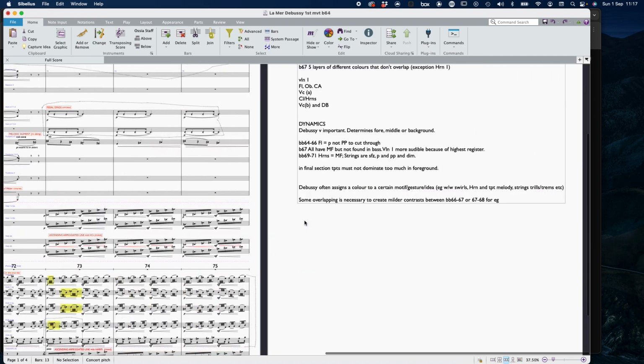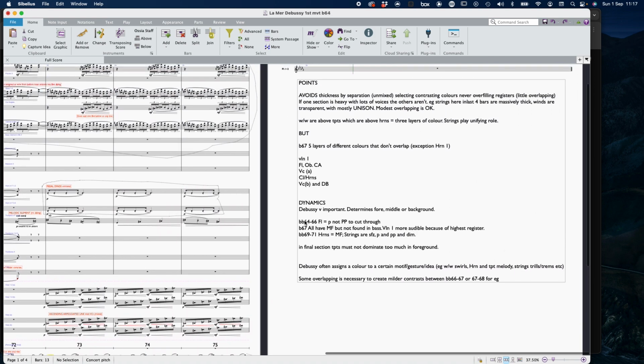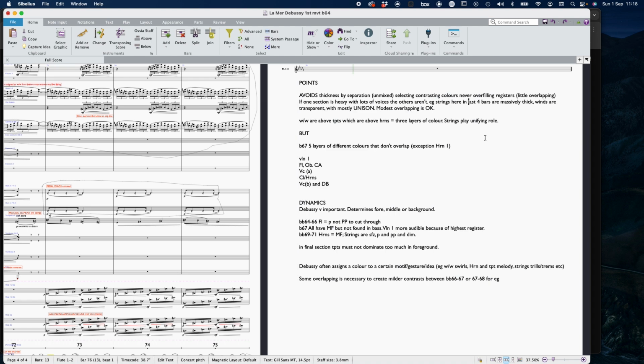So if I go back here, we've got points. Avoids thickness by separation of, or basically unmixed, contrasting colours, never overfilling registers. There's a little bit of overlapping. If one section is heavy with lots of voices, the others don't tend to be. An example of that is the strings in the last 4 bars are hugely thick, but the winds are quite transparent, with mostly unison. Modest overlapping is okay.